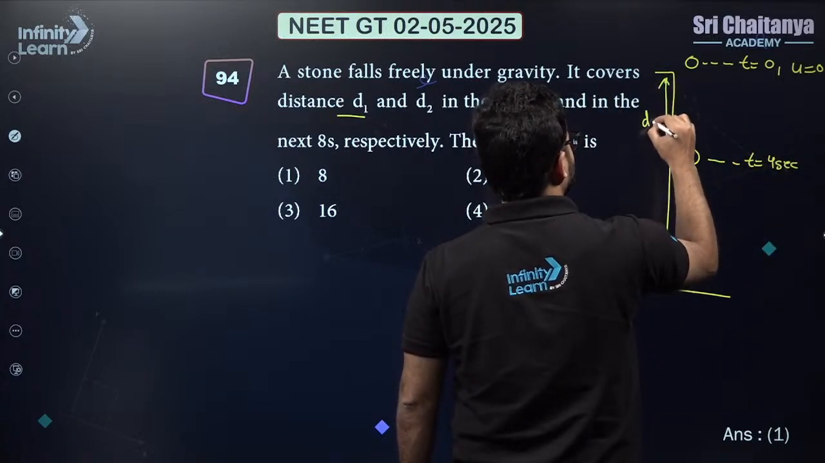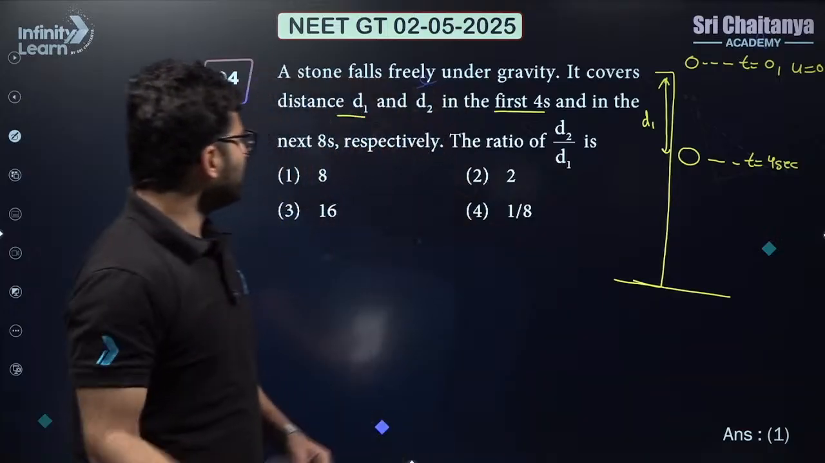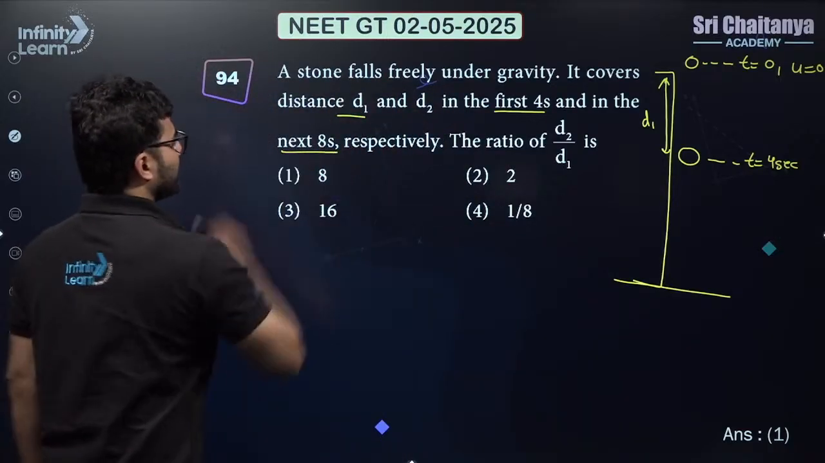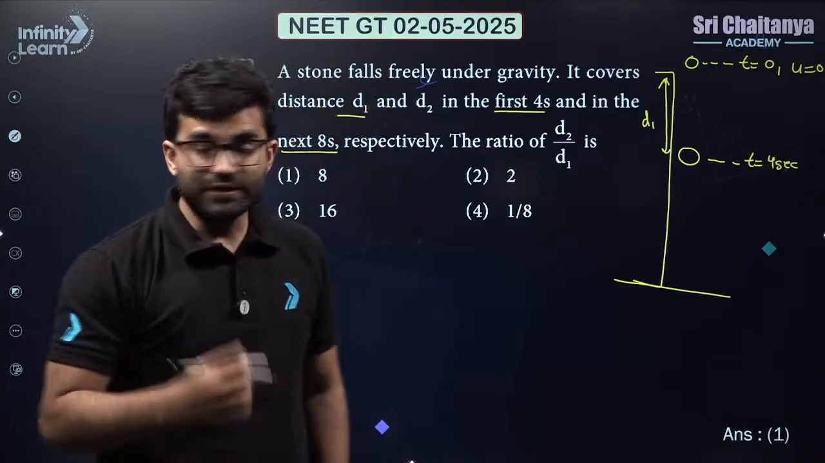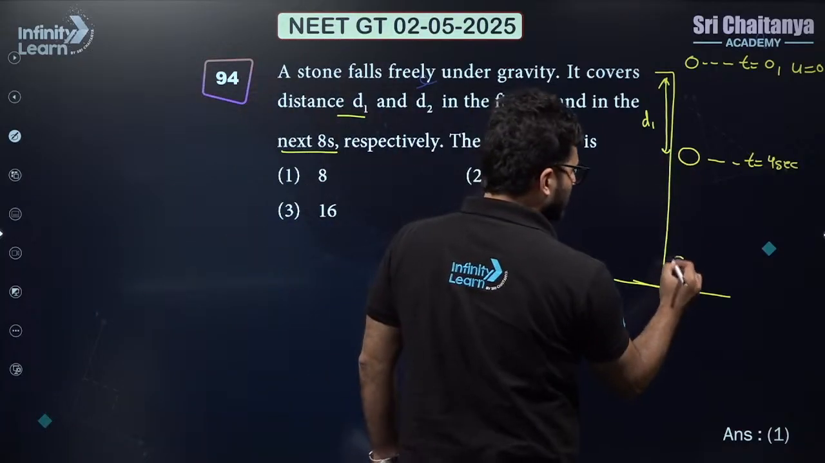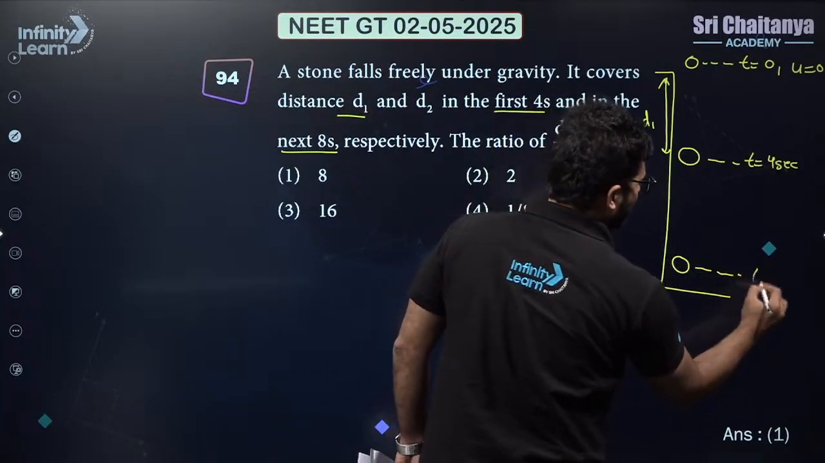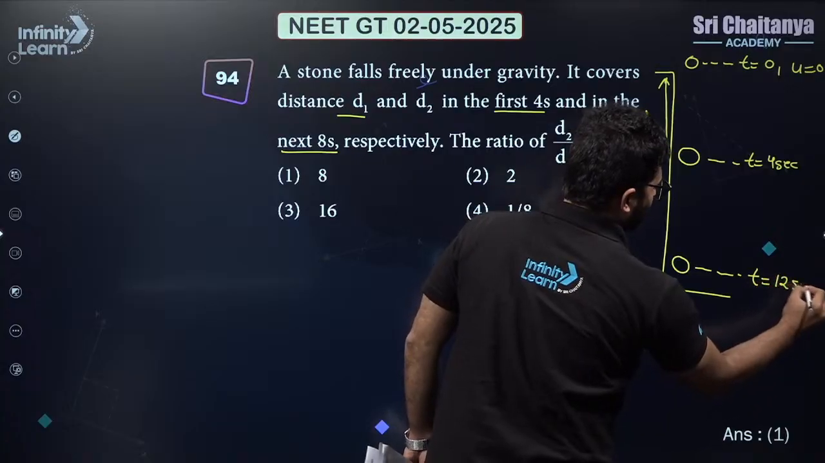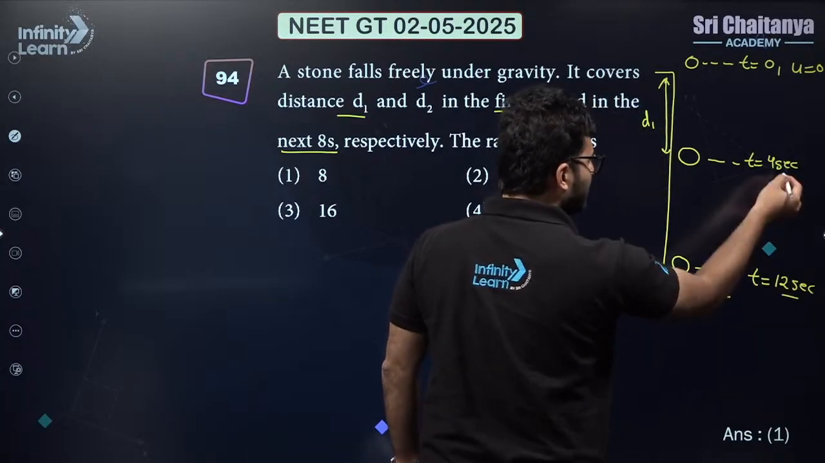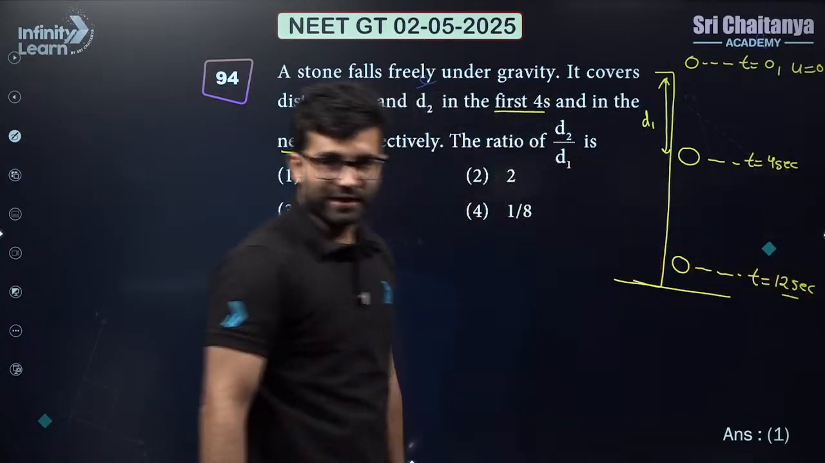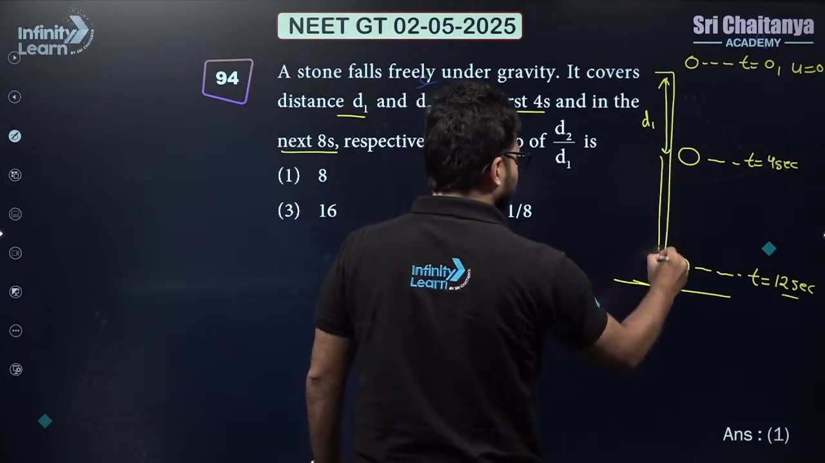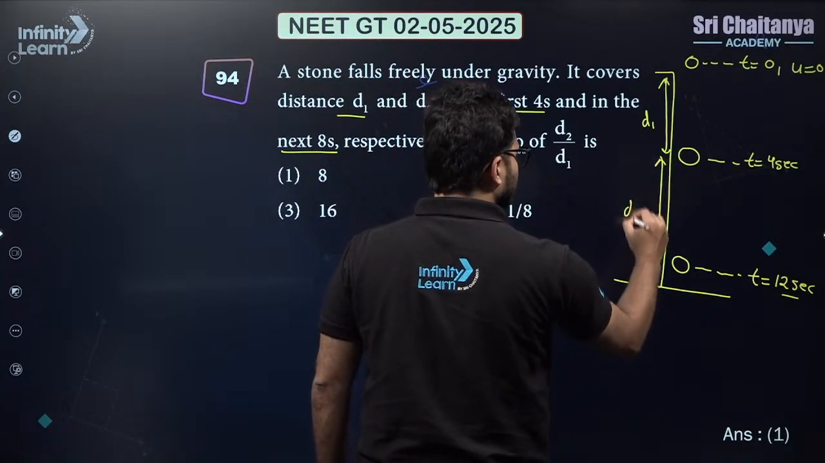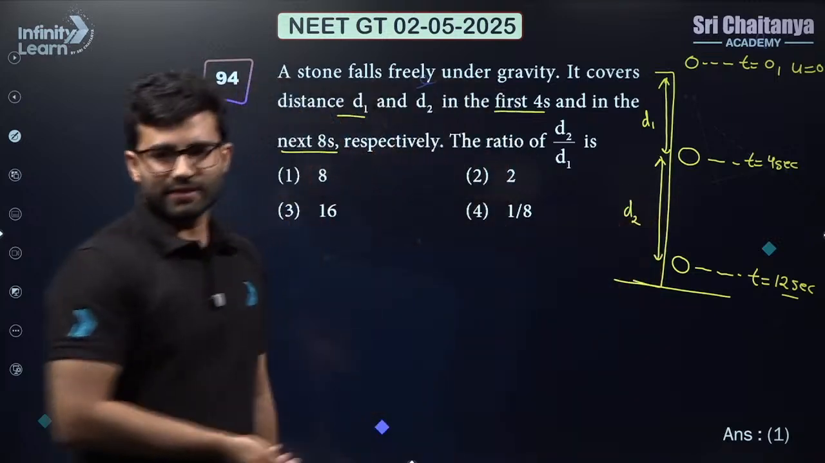Now they are saying that in the next 8 seconds, it has covered a distance of d2, which means that it will fall further, and let's say it is here at t is equal to 12 seconds. Why am I writing 12? Because this difference should be 8. Another 8 seconds it has fallen, so 4 plus 8, that is 12. So this distance is d2, correct? Now we need to calculate this ratio.